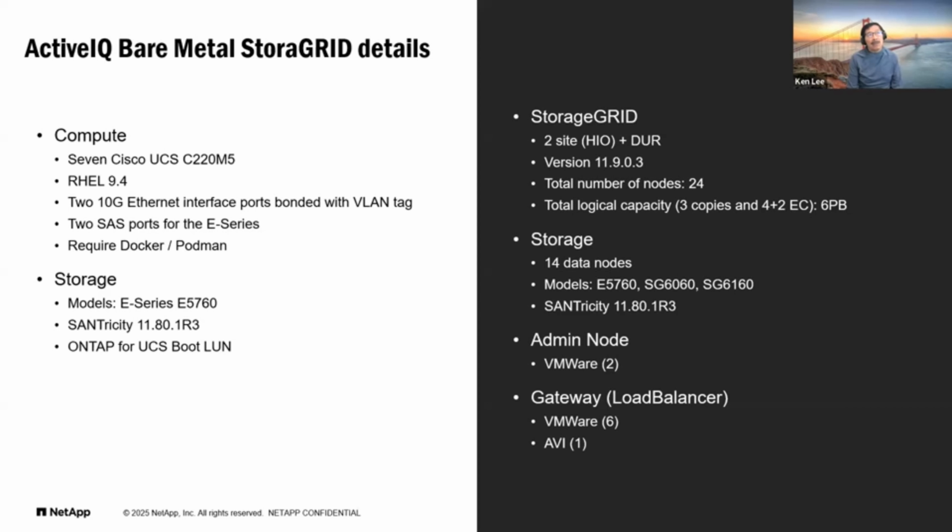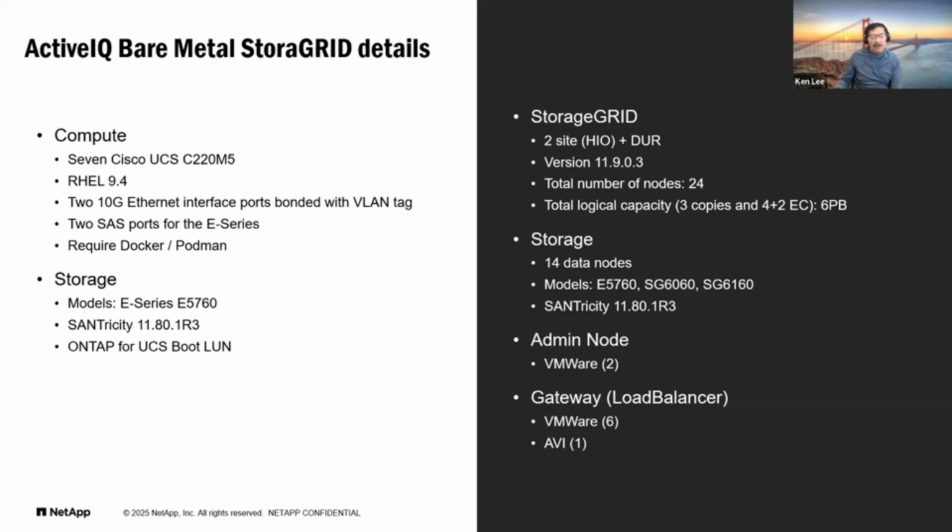The process that we're going to do is migrate everything out of the first site into the second site, running 11.8.0.1. We are also using ONTAP for the UCS storage for the compute iSCSI boot LUNs. So the grid is running 11.9.0.3. Total number of nodes is 24.